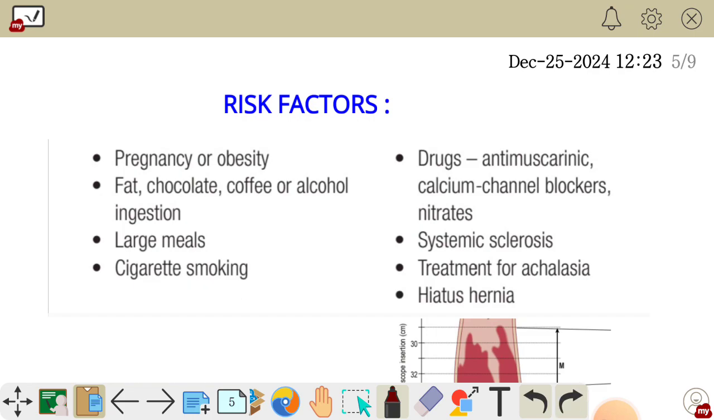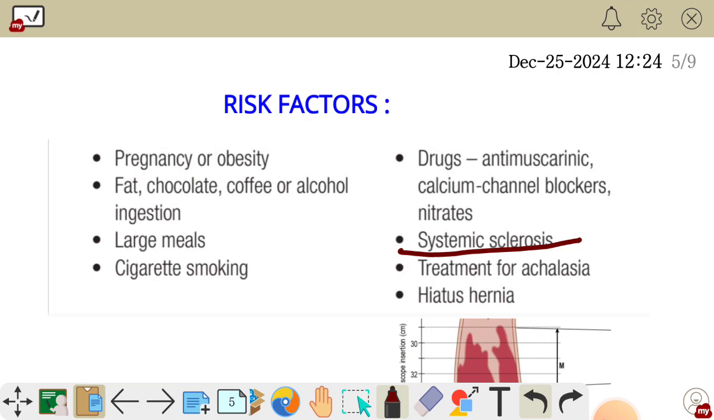Then apart from that, we have drugs such as antimuscarinic drugs and calcium channel blockers. These drugs will cause relaxation of smooth muscles, so that will also affect the lower esophageal sphincter, because it is comprised of muscles which contract to keep the sphincter closed. So if you take antimuscarinic drugs or calcium channel blockers, they will relax the sphincter, and that will cause the rise up of the stomach content.